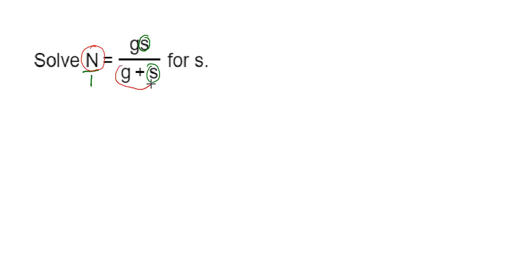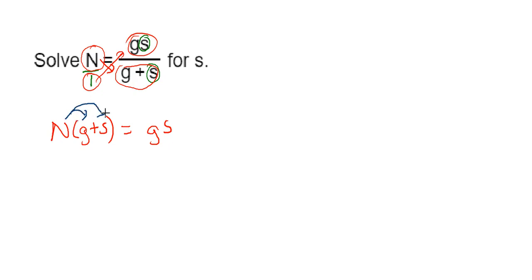We'll take n times g plus s. We're going to multiply those together. N times, because there's two terms there, I'm using parentheses. And then we'll multiply these opposite corners together. We have 1 times gs, right? Which is just going to be gs. When you multiply by 1, that just stays the same. All right, so that wasn't too bad getting rid of the fraction. Now we will distribute the n into this parenthesis. So we have ng plus ns equals gs.